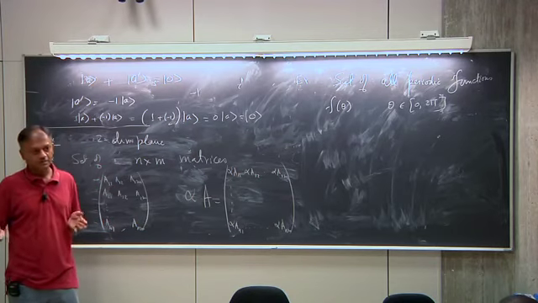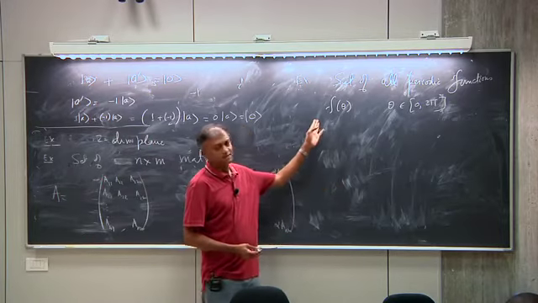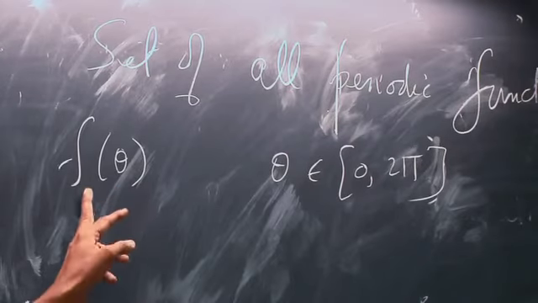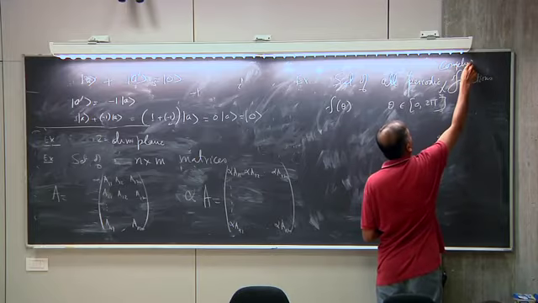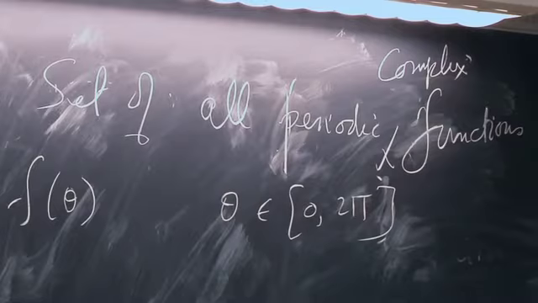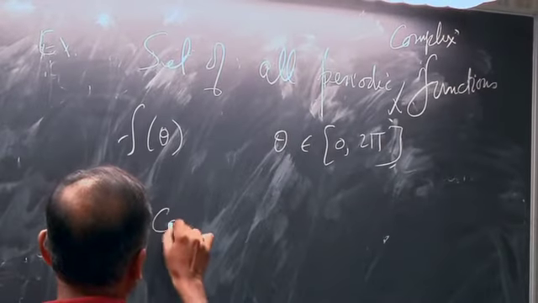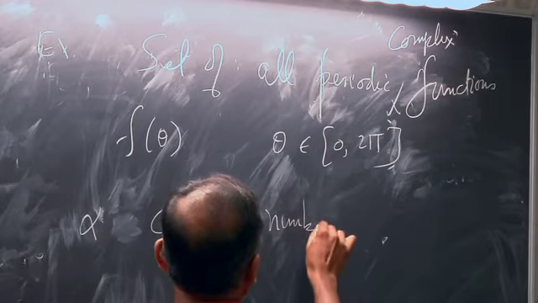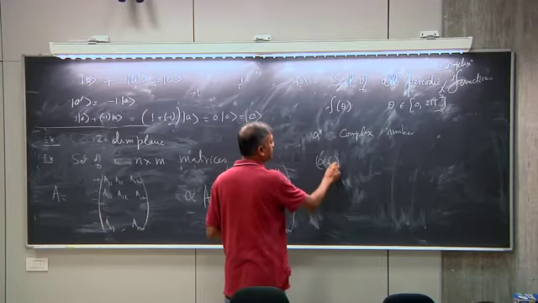Now I have to define what I mean by multiplication and addition. Multiplication is immediate. You take any number, this could be real or complex. So let me consider complex functions, all periodic complex functions. This could be real also, if you make it real, that doesn't matter. Then multiplication by a complex number alpha is simply alpha f of theta.